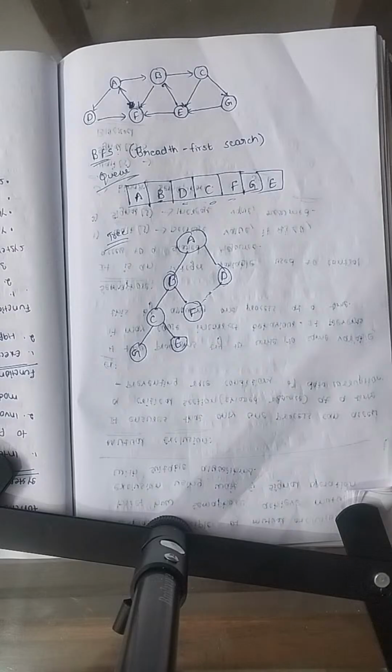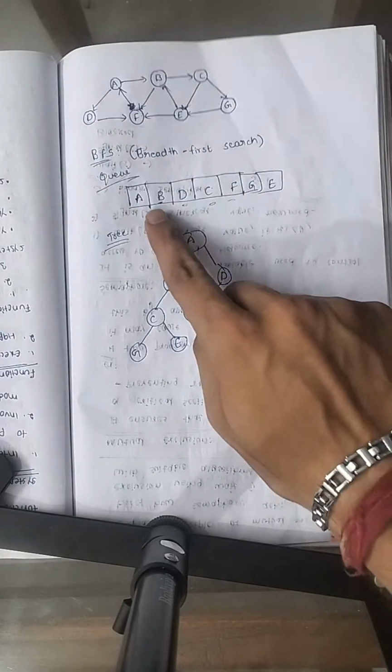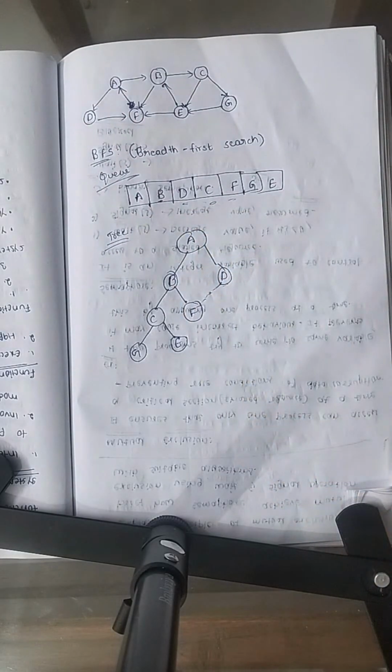Okay, next what I'm doing: first, what are the nodes nearby A? I'm checking B, F, D. After checking, B and D are the outgoing nodes from A. So I have written that only. While writing the BFS, we have to choose one reference node, A or anything. After that we need to see all the nearest nodes, B, which are all connected to A.